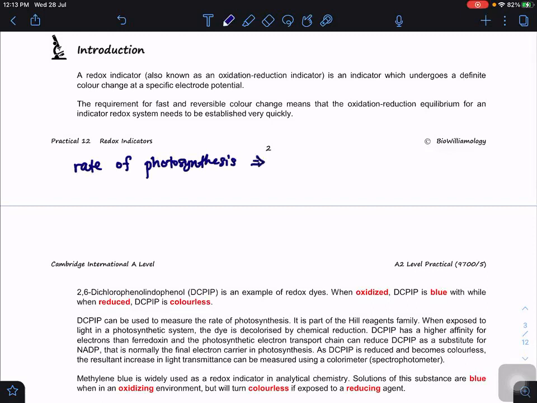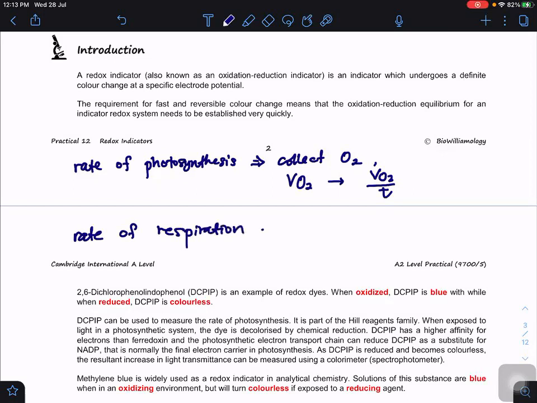We always want to collect O2, by downward water displacement technique, for example. To collect O2, then we get the volume of O2, and then we can use the volume of O2 over time to calculate the rate of photosynthesis. Correct? Now, how about the rate of respiration?